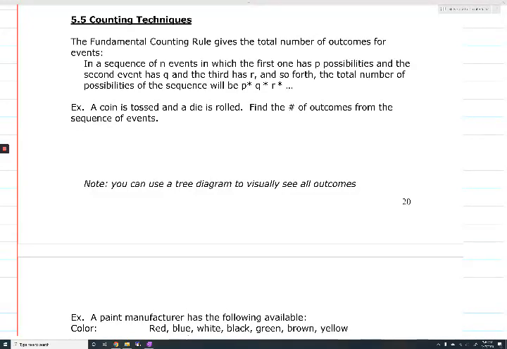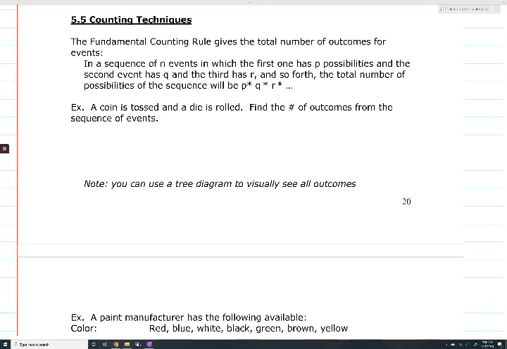All right, 5.5 counting techniques. We're going to talk about different ways of counting using the fundamental counting rule, and we will also be talking about combinations and permutations. So the fundamental counting rule gives the total number of outcomes for events. It's where you multiply all of the possible things in a different event and you multiply them all together.